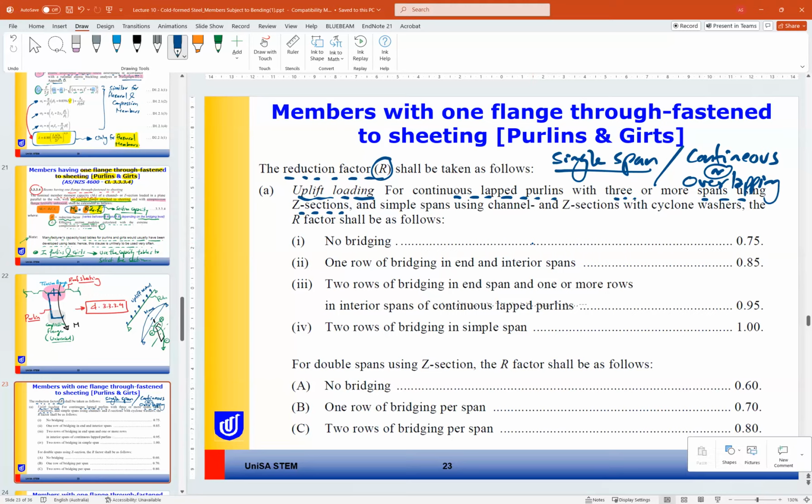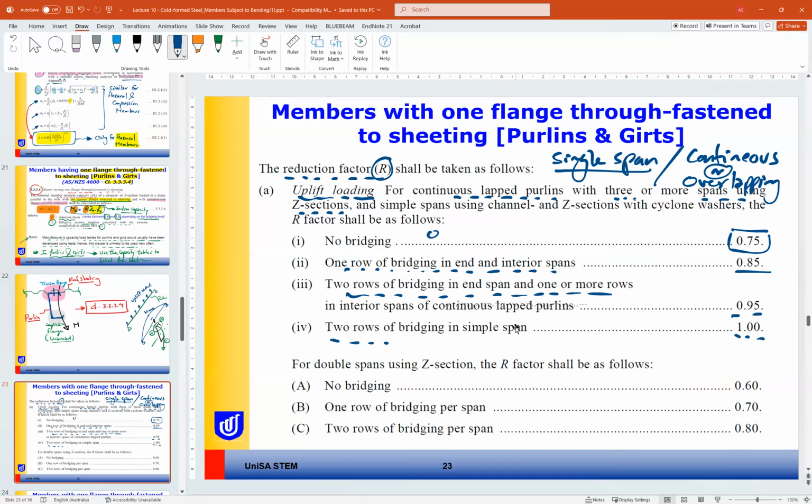So R will be according to the number of bridging. If you have no bridging, so bridging is 0, how much is R? 0.75. If you have one row of bridging in end and interior span, 0.85. Two rows of bridging in end span and one or more rows, 0.95. Two rows of bridging, no reduction. Okay, so the factor R is based on your assumption for the project or for the design.